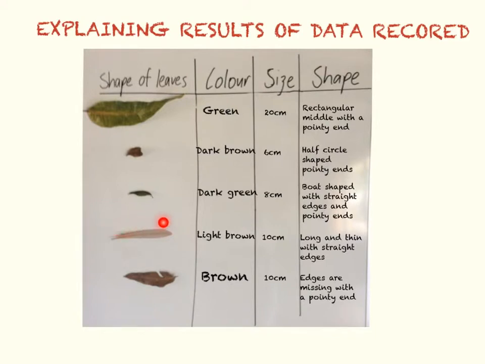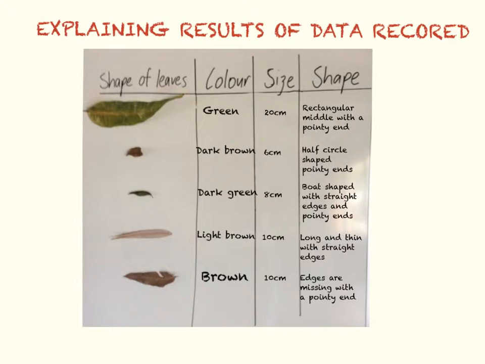The next leaf is light brown, about 10 centimeters long. It's long and thin with nice straight edges. The next and last leaf, brown, 10 centimeters long. There we have edges that are missing from the leaf, and it also has pointy ends. Okay, what we've done there is we've just explained our results. We've spoken about each leaf and then each of the 3 different headings that we looked at.